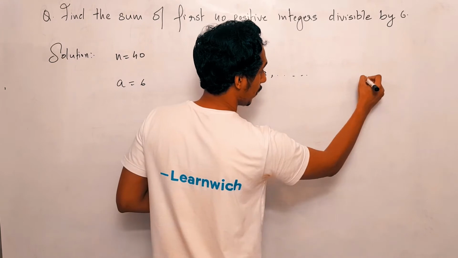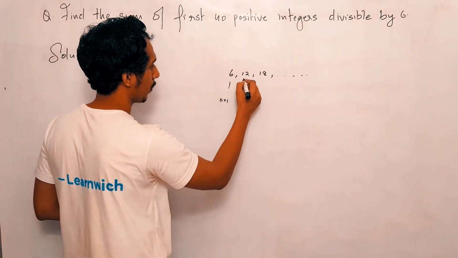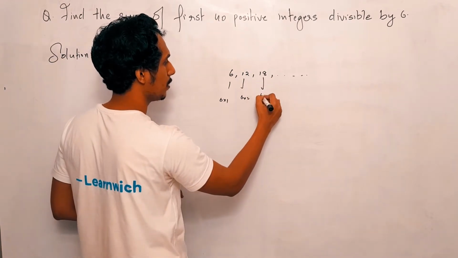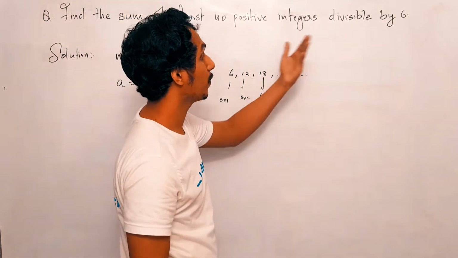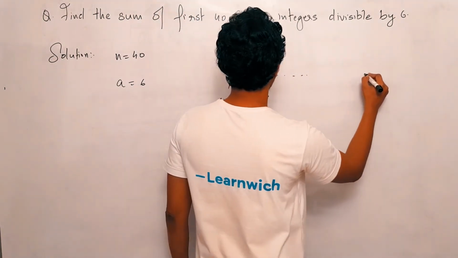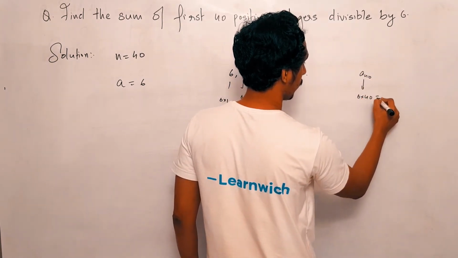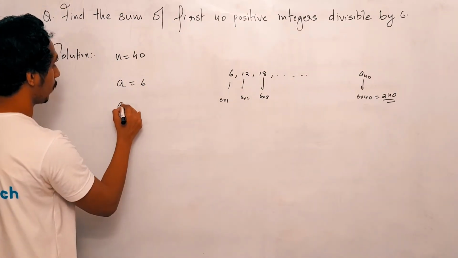How many such numbers are there? 40 different numbers are there. So this is 6 into 1. Second number is 6 into 2. Third number will be 6 into 3. 10th number will be 6 into 10. So what will be the 40th number? A40 is 6 into 40. How much is that? 240. Yeah, you're right. So A40 is equal to 240.